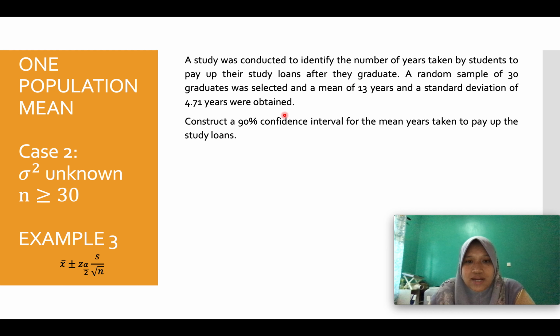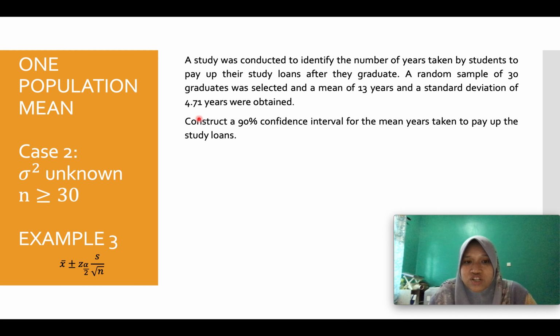Okay, so why this statement is considered as case number 2? Okay, because first kita tengok. First information that we have random sample of 30. Okay, 30 we consider as large lah. Okay, if start from 29, 28, less than 30, we consider as small sample size. Okay, and then the value of mean is 13 years. So 13 years ni adalah x bar kita lah. Okay, which is referring to the sample.